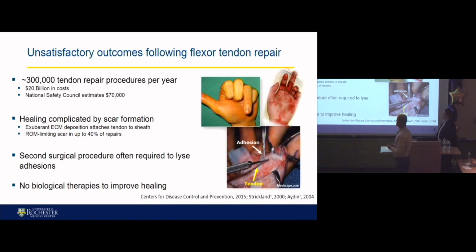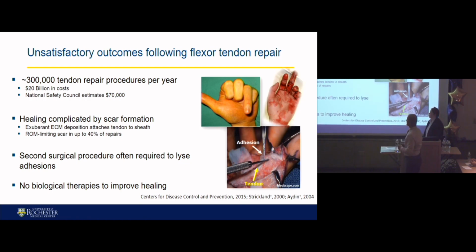And unfortunately, we still see a significant number of unsatisfactory outcomes following flexor tendon repairs. Just to give you some numbers, just in the United States, there's 300,000 tendon repairs every year. This sums up to about $20 billion in cost, and actually the National Safety Council estimates that every flexor laceration ends up costing $70,000 if you sum up the medical costs, the lost wages, and the disability.